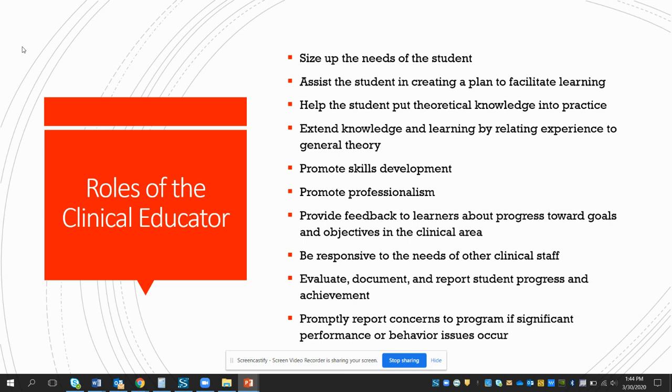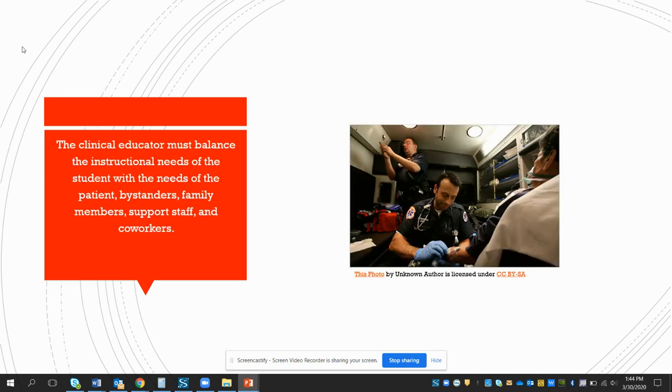Not to say that every small, minor inconvenience or oversight of the rules necessarily means a student will be dismissed from a program, but they definitely need to be addressed. The clinical educator must balance the instructional needs of the student with the needs of the patient, their bystanders, family members, support staff, and coworkers. Being a preceptor is not a small undertaking. This is a very big role that we are asking for people to fill.